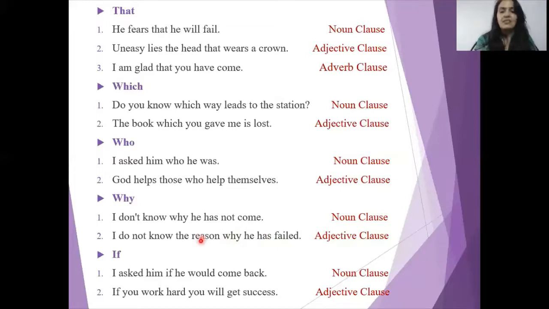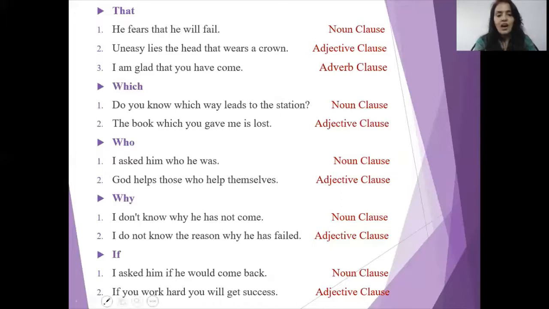What is the reason? I asked him if he would come back. Principal clause, I asked him. Dependent clause, if he would come back. Now we will try to raise the question. I asked him, what did you ask? The answer is, if he would come back. So this is a noun clause.